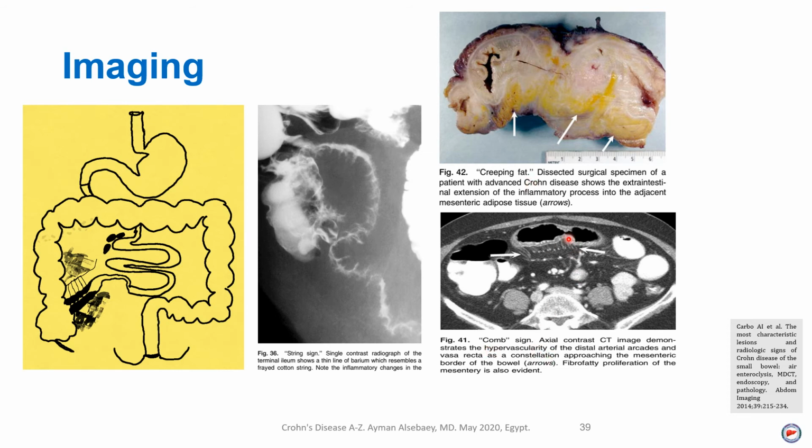Here, this is the comb sign. It is like the comb which we use for hairdressing. Okay, these are dilated vasa recta. It is very obvious here in this CT.